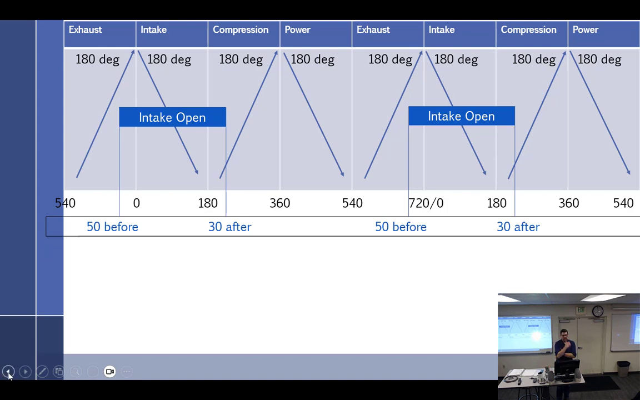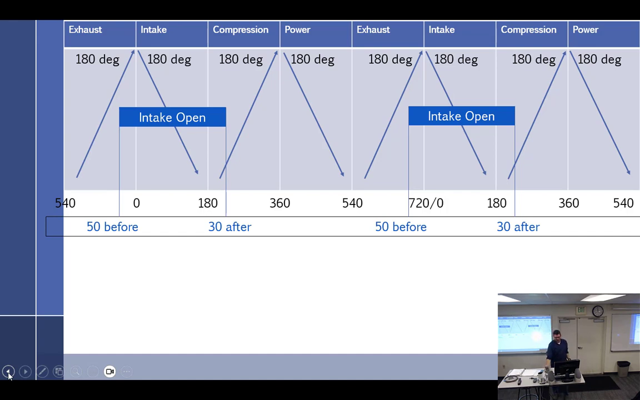260 degrees. How do we know what the duration is? 180 degrees plus 50 plus 30, plus the before and after. Okay, it's simple math, but you just got to think about what they're asking. How long is the valve open? We know that it's open for 180 degrees, and it's open another 50 degrees and 30 degrees.